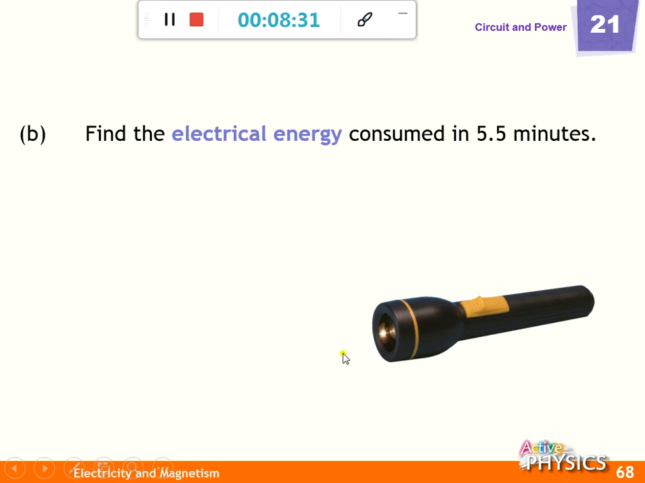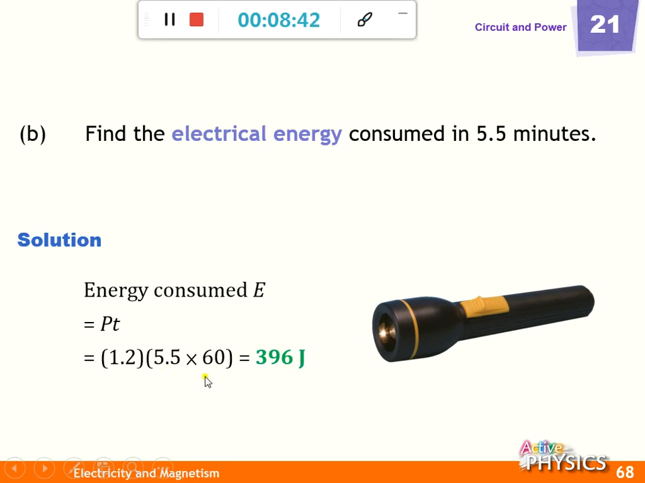How about B? Electrical energy. Once again, what's the definition of power? It will be energy over time. The time should be 5.5 minutes converted into seconds. Then multiply them together. This one.